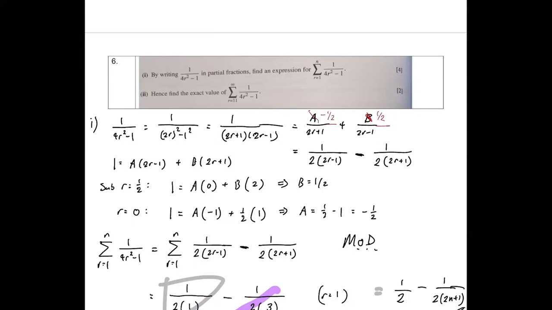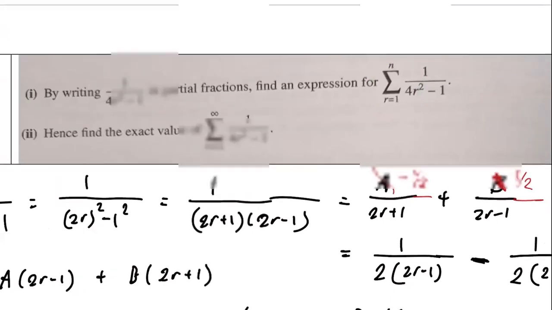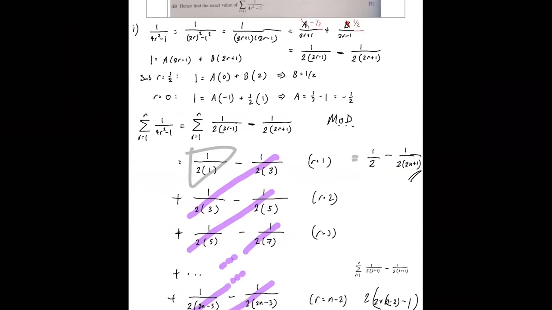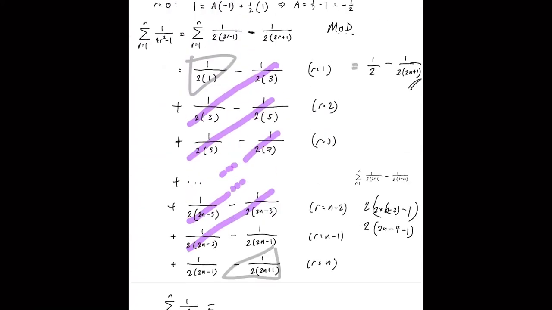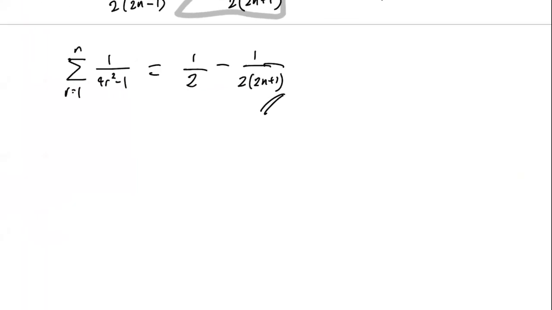Hence, find the exact value of this summation, but you substitute the n with infinity, means you're taking the sum to infinity, the limit as n goes to infinity. So let's just write it down. To summarize, maybe I should write this down first. The conclusion we got from part 1 is that this summation is actually equals to half minus a fraction 1 over 2 times 2n plus 1.